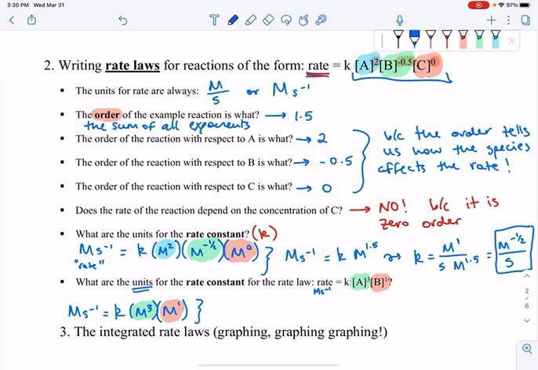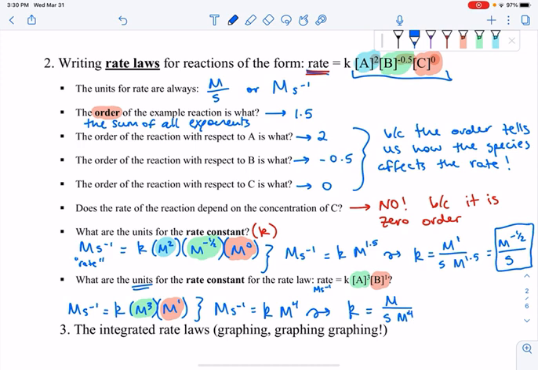So if we simplify this, we get equals k times molarity to the 4th. So if we isolate k by itself to figure out what its units are, we get divided by M to the 4th. So this further simplifies to be M to the negative 3 times inverse seconds, right? Those are the units for the rate constant for this specific reaction, right? M to the 1st over M to the 4th, 1 minus 4 is negative 3.